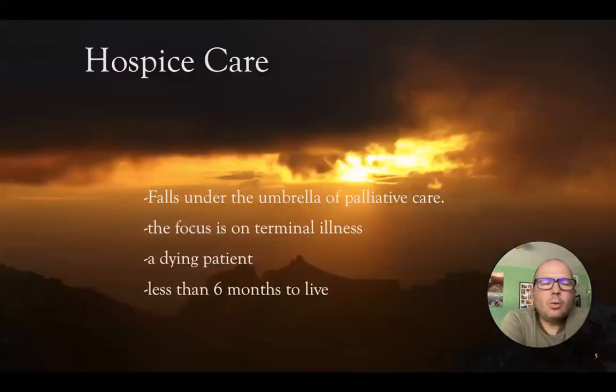All right, hospice care. What is hospice care? Hospice care does fall under the umbrella of palliative care. The focus of hospice care is on terminal illness. Is the patient dying? That's what it's primarily meant to take care of, a dying patient. Usually, it's less than 6 months to live. There's got to be the life expectancy or prognosis of this dying patient. So yeah, hospice care, main focus is a dying patient.